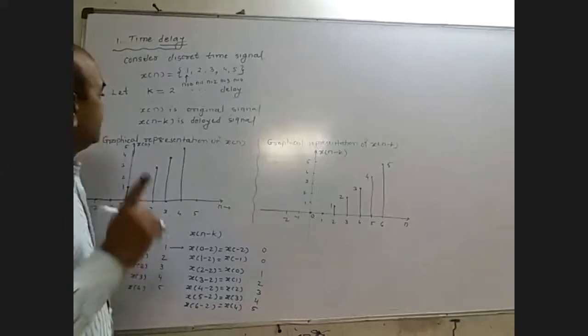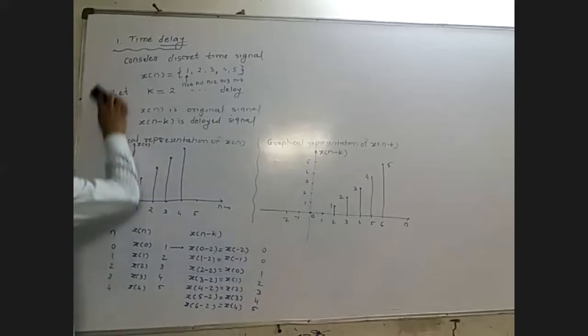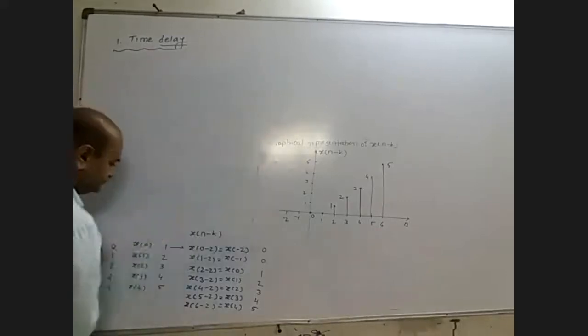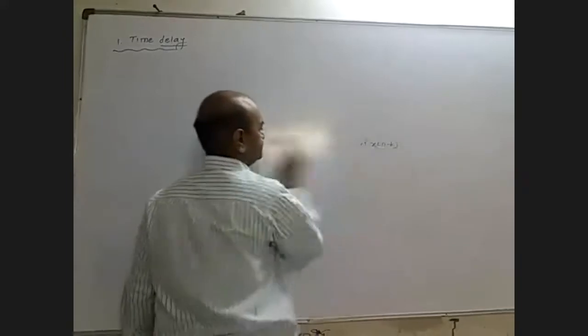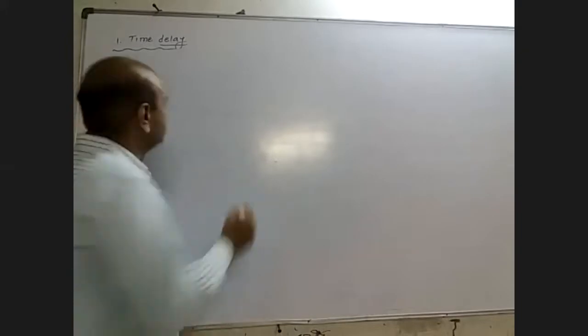Now I'm erasing all these things. I'm giving you another example of a delayed signal. Hope you got it. Write it in your notebook and try to solve it with another example. I'm giving you the solution to another example also. We go for the next problem. Now take down the second problem.